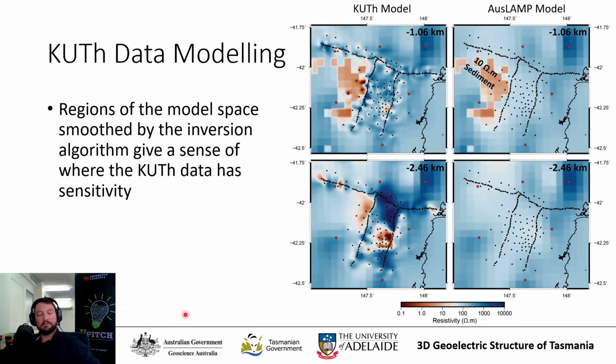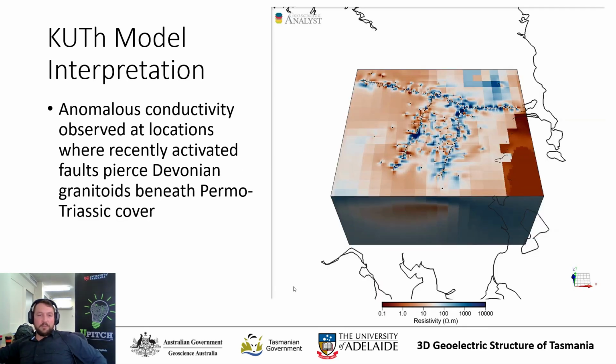Here's some depth slices through the final preferred KUTH model on the left, and equivalent depth slices through the AusLAMP model, which was the starting point. So one of the key takeaways here is that we can clearly see regions of the model space where the inversion algorithm has smoothed the blocky structure inherited from AusLAMP, and it gives us a good sense of where the data is sensitive to in the subsurface. I think that's a good result. It gives us geologically feasible structures, and I'll summarize these with this little video I recorded.